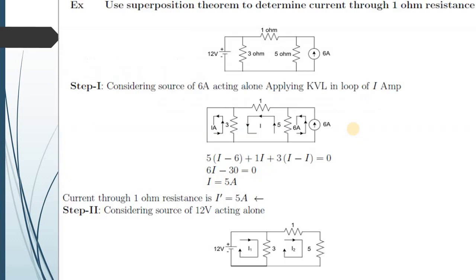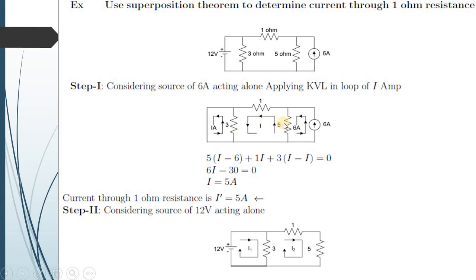Then use the superposition theorem to determine the current through the 1 ohm resistance. Okay, current through the 1 ohm resistance. So in that, the first step is what? We have to activate one source and deactivate the other source. So in the first step, considering the 6A source acting alone and the 12 volt source short circuited, applying KVL in the loop of I ampere. So we have to apply the KVL to this loop, so we can find out the current I.